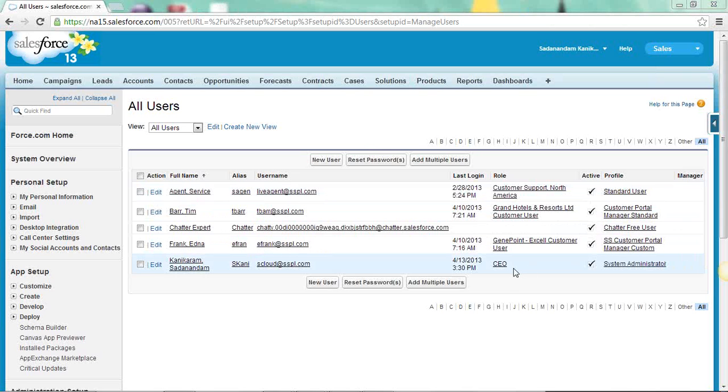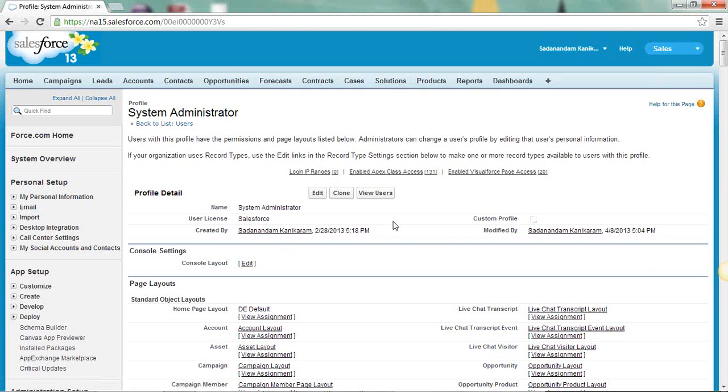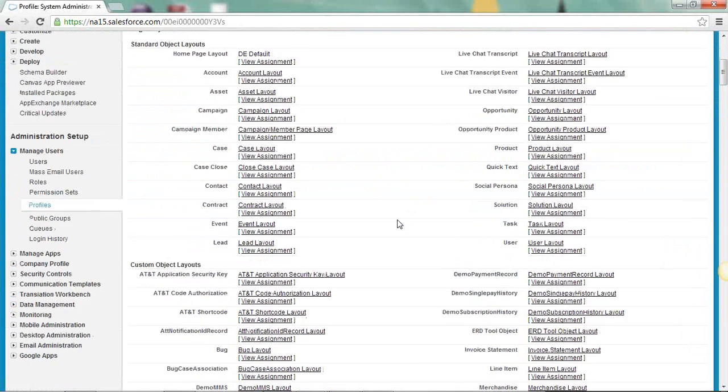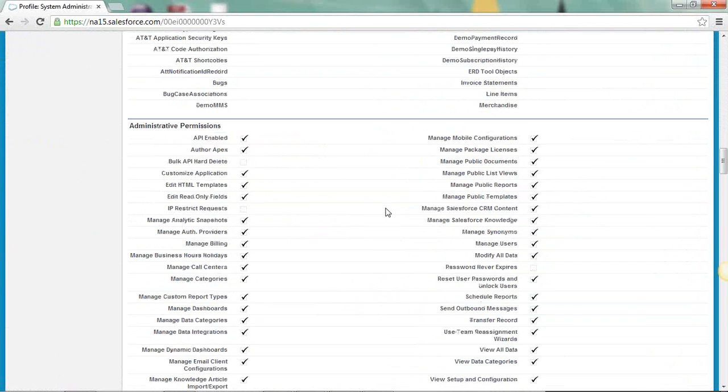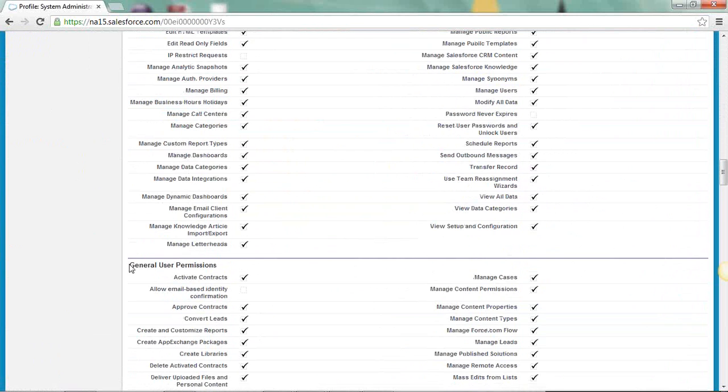Last class, when we looked at the profile, we went through some of the permissions that are available on the profile. One of the important and powerful profiles is the system administrator profile. When we look at the system administrator profile, we can see that apart from these other things, there are important administrative permissions as well as user permissions.